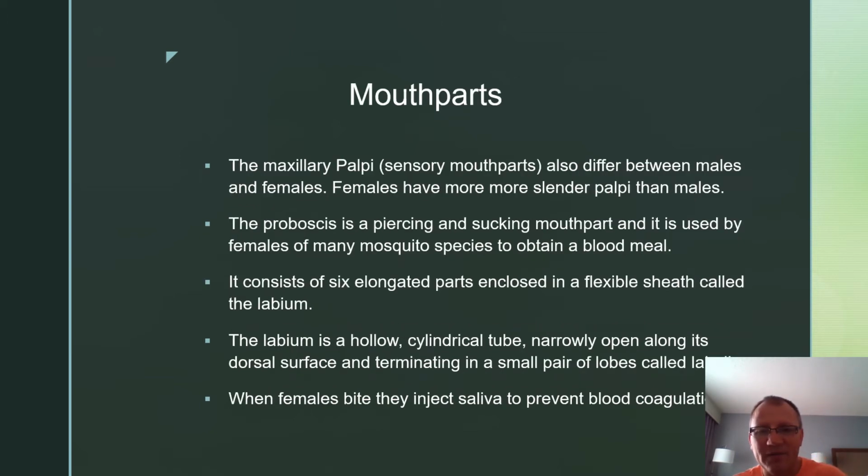Looking at the mouth parts, the maxillary palpi, which are sensory mouth parts, also differ between males and females. Females have more slender palpi than males. The proboscis is a piercing and sucking mouth part and is used by females of many mosquito species to obtain a blood meal. It consists of 6 elongated parts enclosed in a flexible sheath called the labium. The labium is a hollow, cylindrical tube, nearly open along its dorsal surface and terminating in a pair of lobes called the labella.